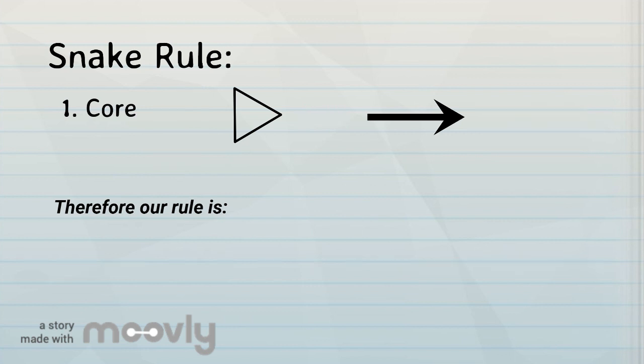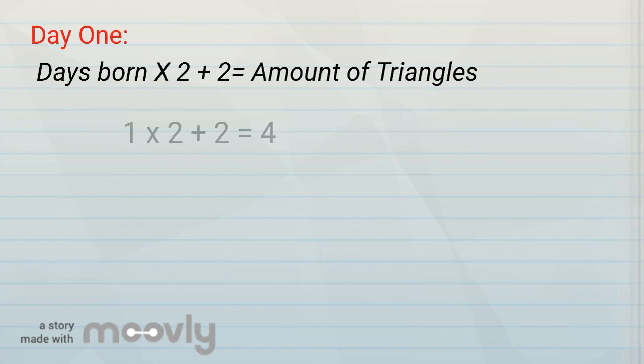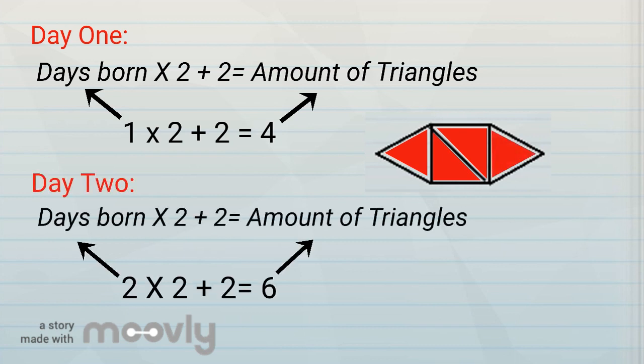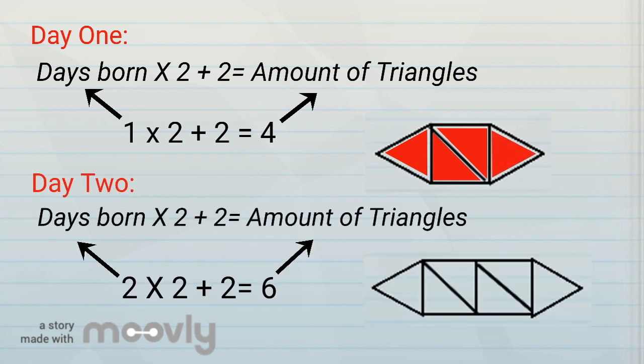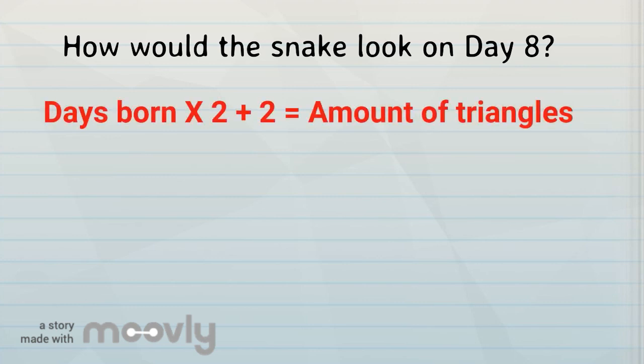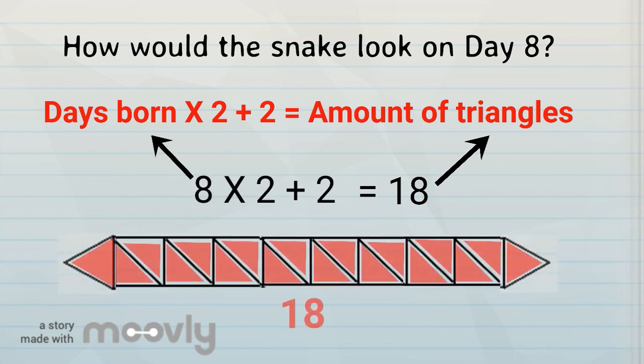To make sure that our rule is correct, we can test it. For day 1, the rule would be 1 times 2 plus 2 equals 4. We can see that this is correct because there are 4 triangles in the day 1 snake. For day 2, the rule would be 2 times 2 plus 2 equals 6. We can see that there are 6 triangles in the day 2 snake. Now let's go back to the question, how would the snake look on day 8? Using our rule, we know that the snake would have 18 triangles because 8 times 2 plus 2 is 18.